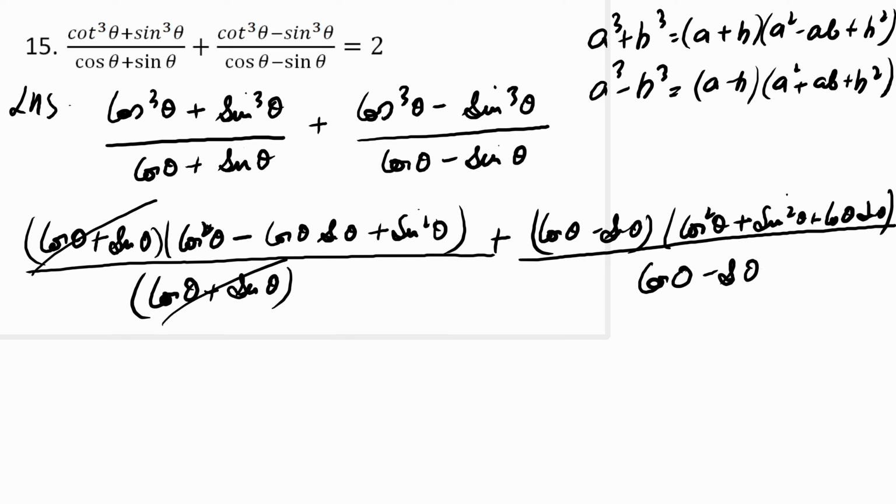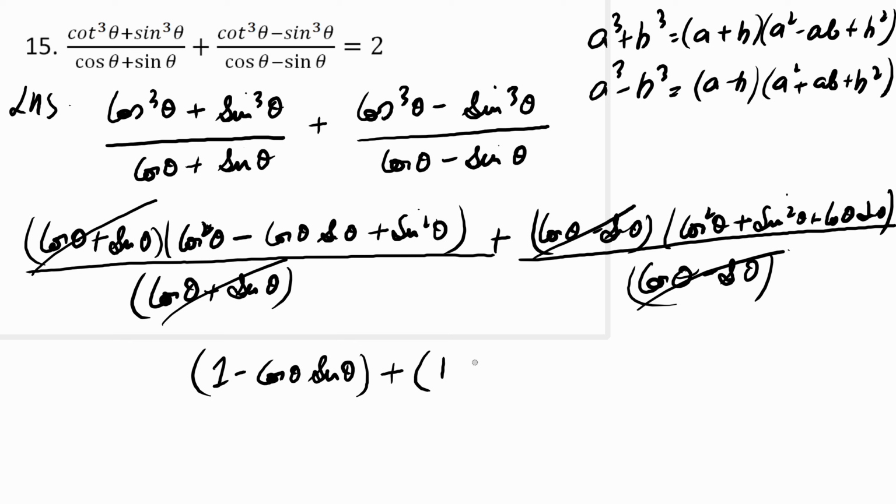This and this will cancel out, this and this will cancel out. Cos square theta plus sine square theta is 1. So what can I say? 1 minus cos theta sine theta, and this will become plus 1 plus cos theta sine theta. These both will also cancel out. This is minus, this is plus. This will become 1 plus 1. That is 2, which is equal to the right hand side.